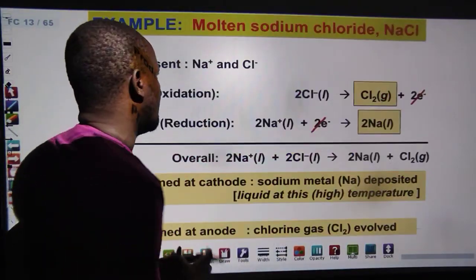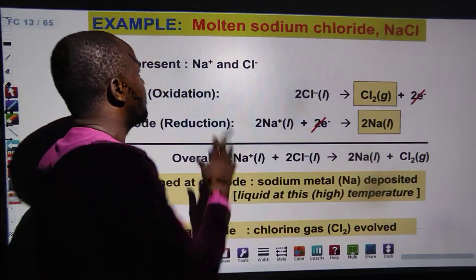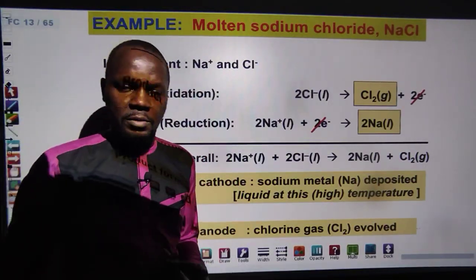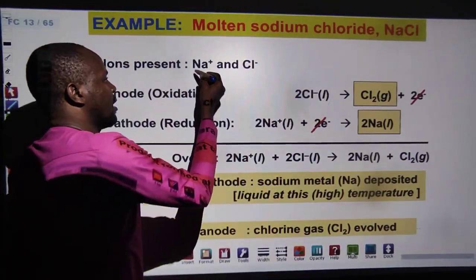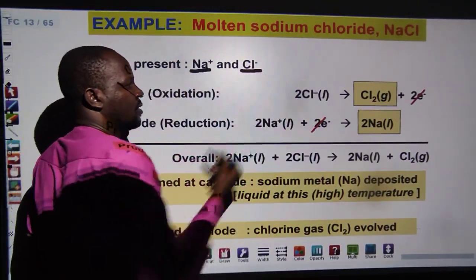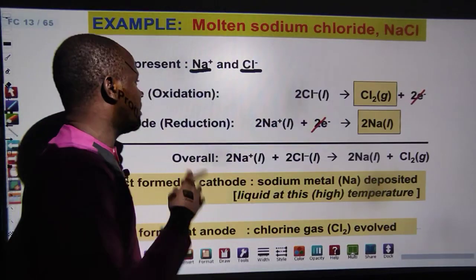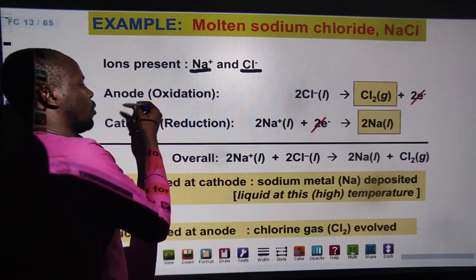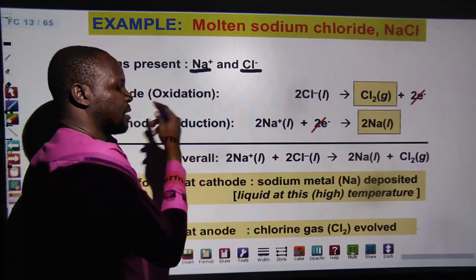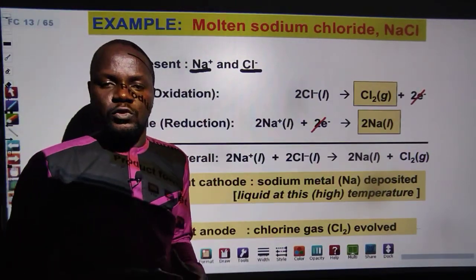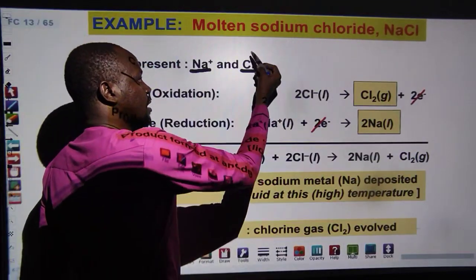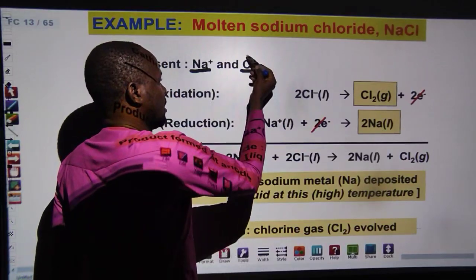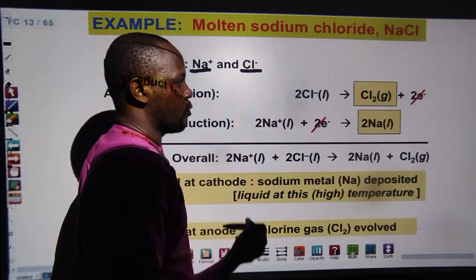Now, the first thing first. Example, molten salt. Let us ionize salt. Salt, everybody knows, is NaCl. When you ionize, the ions present are Na plus and Cl minus. Please listen. At the anode, what happens? Oxidation takes place at the anode. The anions will migrate to the anode. Which one is the anion here? I hope students can identify anions and cations. So this is the anion here. Chlorine comes here. So we talk about chlorine.